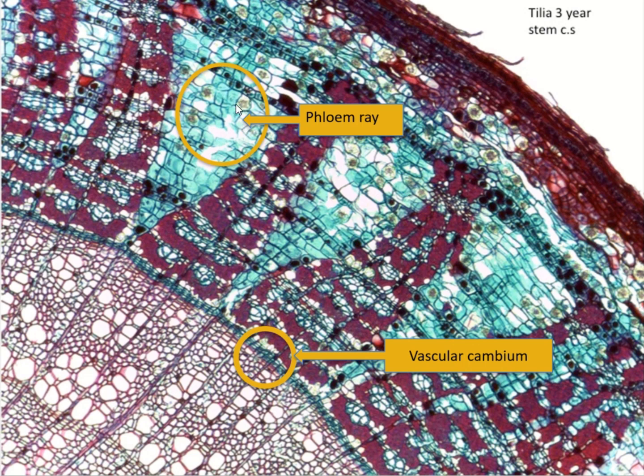We also have here what's called a phloem ray. So these are cells that are an extension of the phloem cells that are going to radiate outward from the center. So that's going to be the new phloem cells that are being produced under cell division.